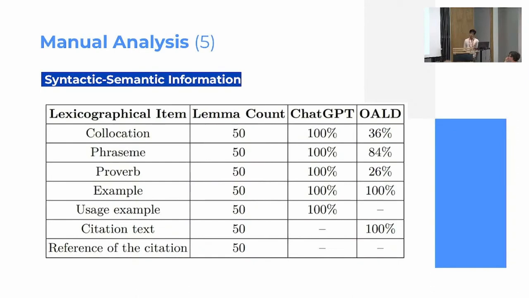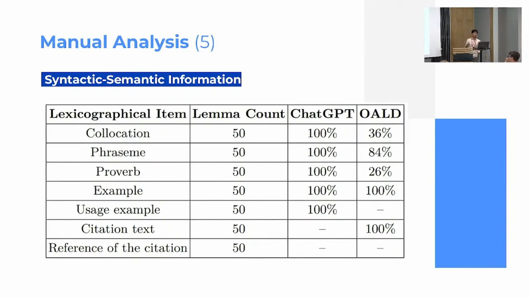And next, related to syntactic-semantic information, we can see here that for the first items, collocation, phraseme, and proverb, ChatGPT can provide 100%, but this information is not available for every lemma in Oxford. Also, we can see that ChatGPT can provide example sentences for 100%, but their approaches are different.